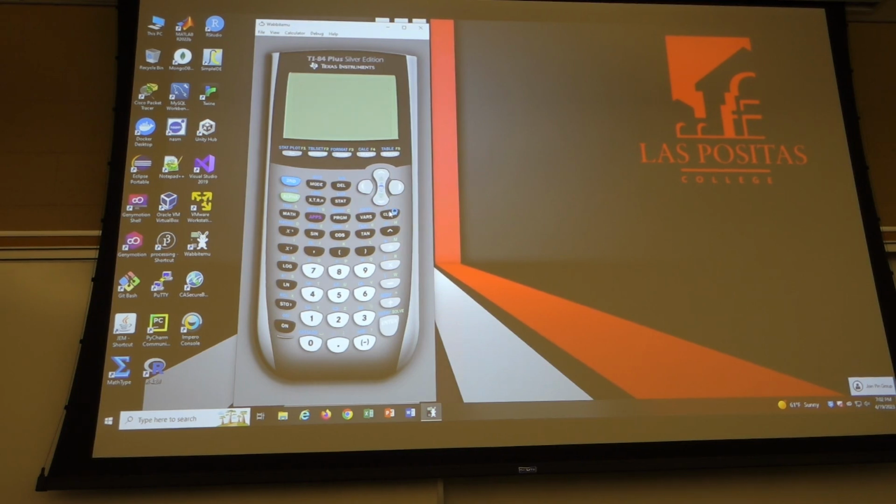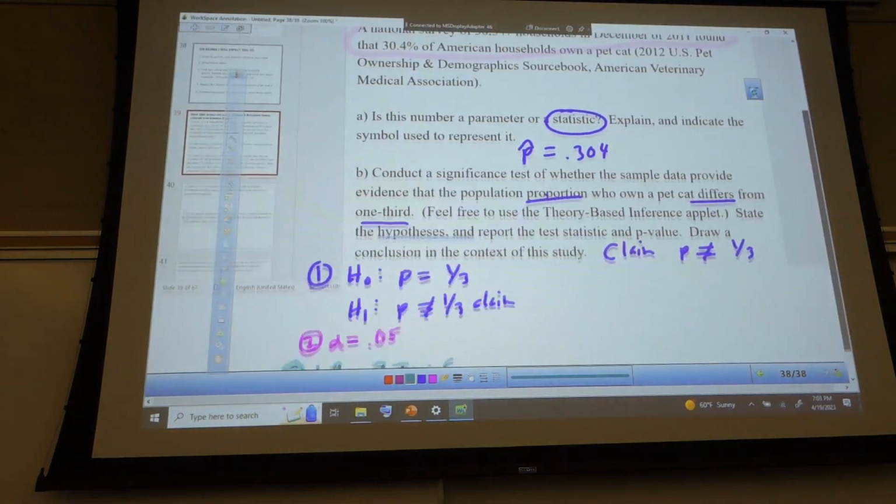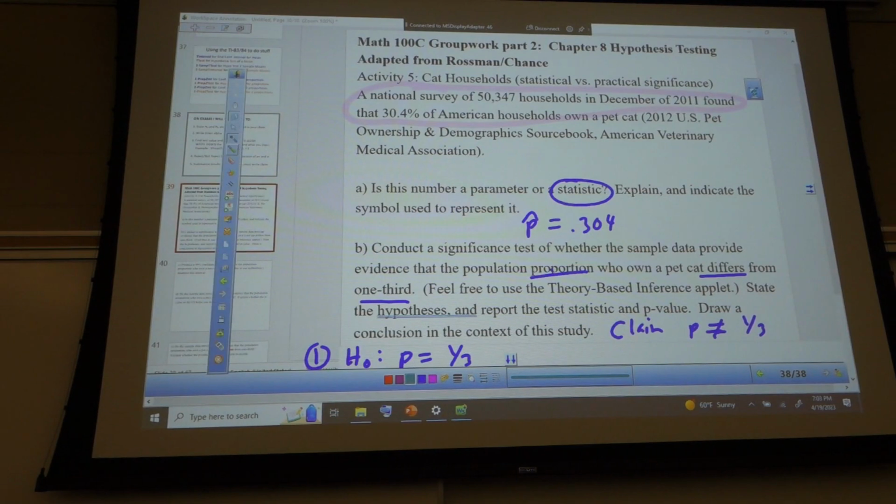I had 30.4%, so 0.304, 30.4% of how many households? 50,247. So how many is that? How do I find out how many that is? You multiply. My n is 5347. My p hat is 0.304.